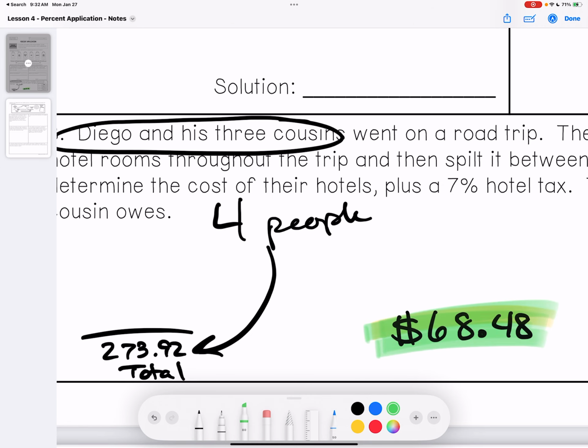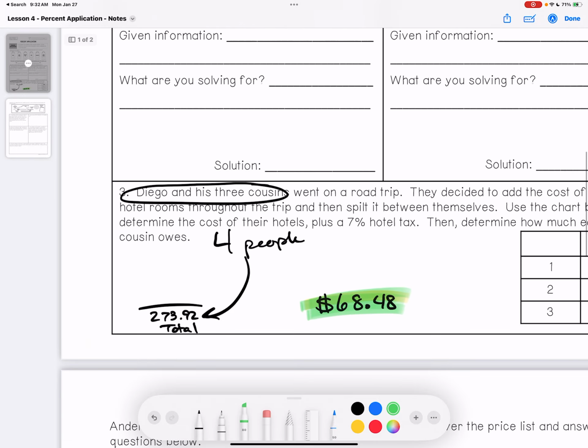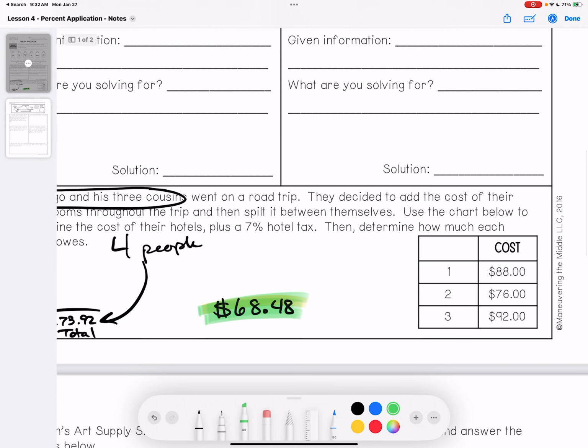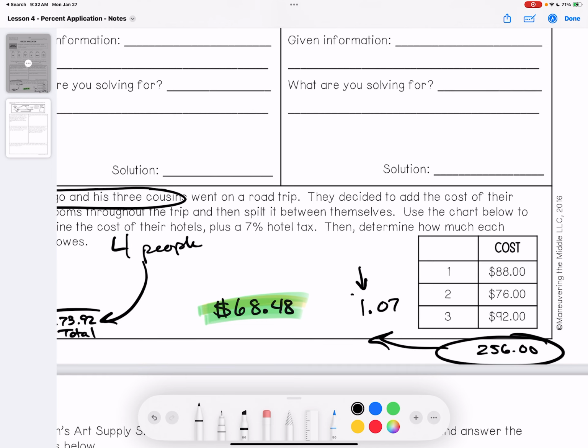That is the total cost per person. Now, if you don't like setting it up that way, you could take this 256, which was the total of the room before tax. You could have taken that, multiplied it times 1.07. Why? Because that means 1/2 of the cost plus 7%. So let's do 256 times 1.07, please.